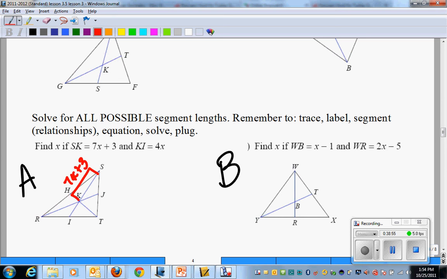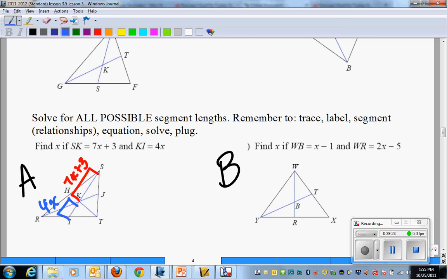Okay, then we have KI. KI is 4x. John, how you doing? Which problem you working on? Students, I want everybody to work on the problem you've been assigned and then backtrack. Everybody work on the problem you've been assigned.